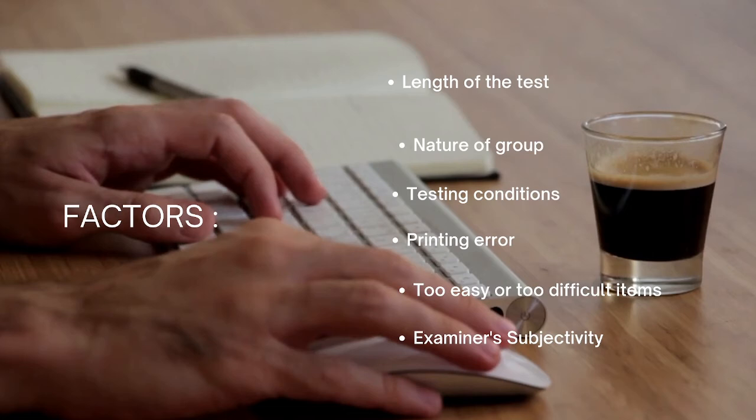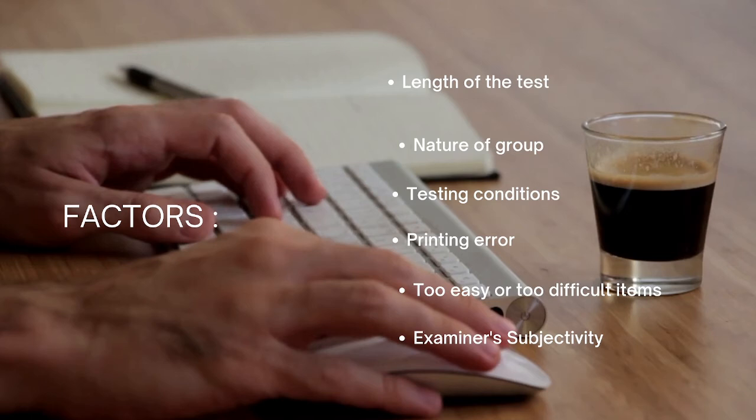And you can generalize the reliability. Then the test condition, or testing condition, where you are doing the test: if the temperature, the room condition, everything is quite good, then you can find the reliability is accurate. Otherwise, the testing condition impacts the reliability. The fourth one is printing error. While you are printing the test, you should be careful and cross check it so that there will be no printing mistake. If there is a printing mistake, then definitely you will have an inaccurate reliability score.